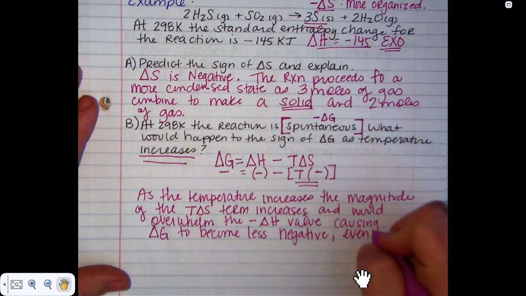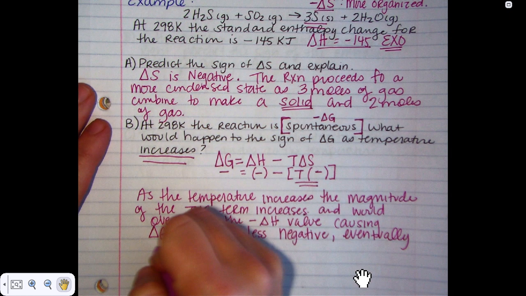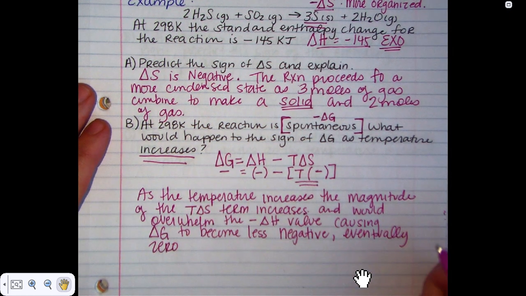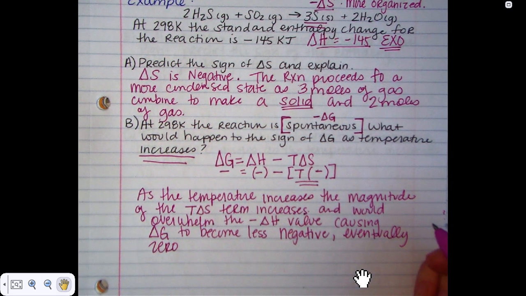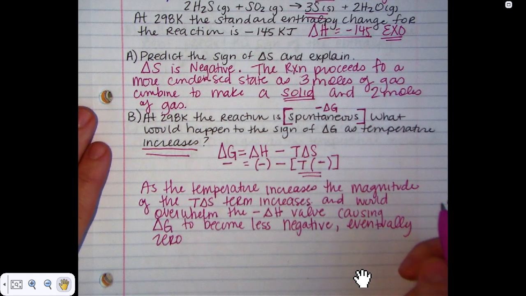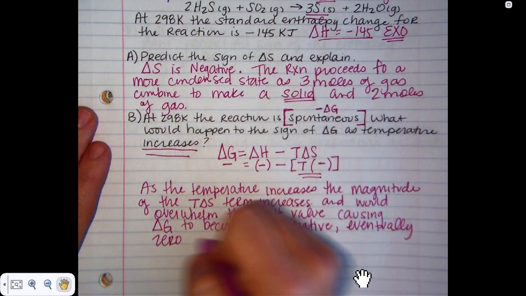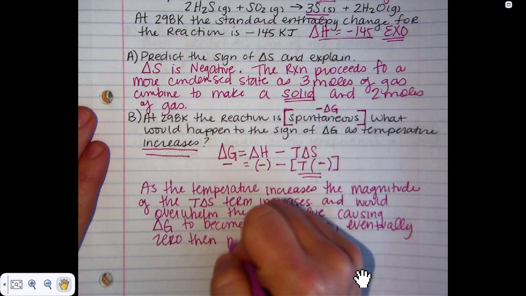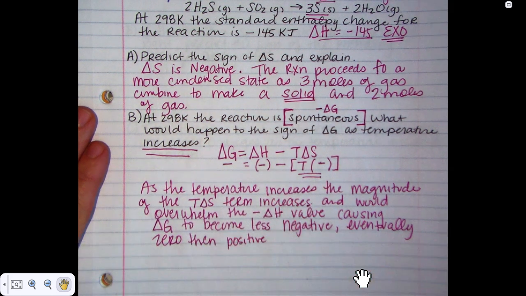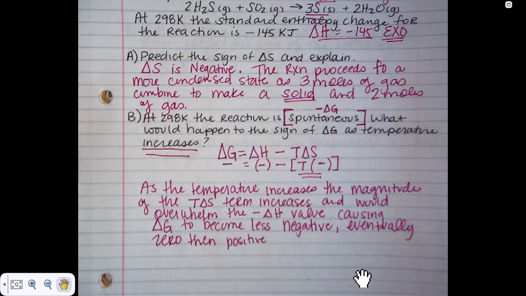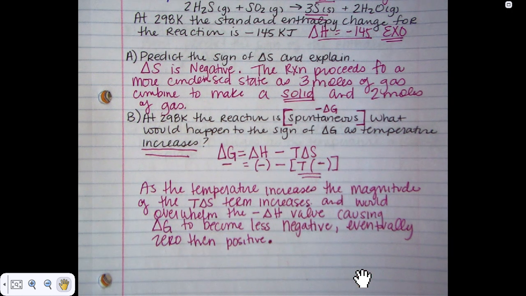Eventually 0, right? Because you can't just jump from negative to positive. You got to go to 0. Eventually 0, then positive. Okay, so as the temperature increases, the magnitude of the T delta S term increases and would overwhelm the negative delta H value, causing delta G to become less negative, eventually 0, then positive.